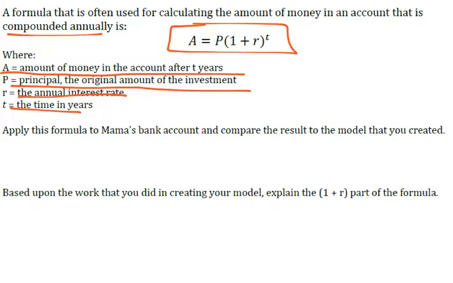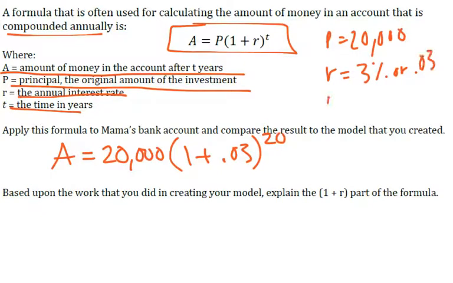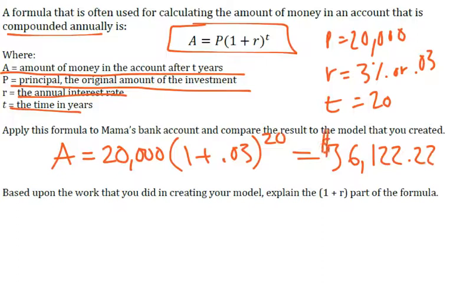It says apply this formula to Mama's bank account and compare the results to the model that you created. So A equals 20,000 times 1 plus our rate, which was 3%, so 0.03, to the time, which was 20 years. So our P was 20,000, our rate was 3%, or 0.03 mathematically, and our time was 20. We put that in, and we work that out, and we should end up with the same amount, right? 1 plus 0.03 to the 20. And we got the same amount, 36,122.22.